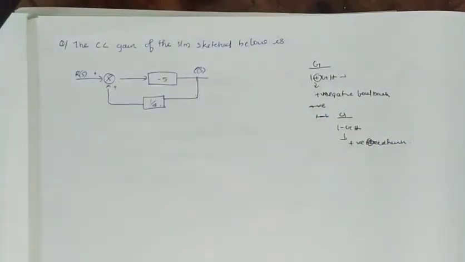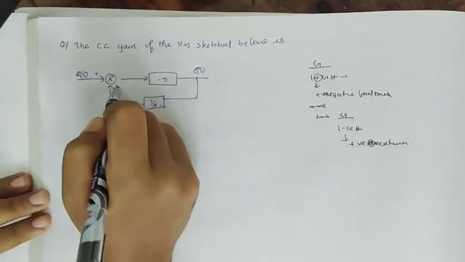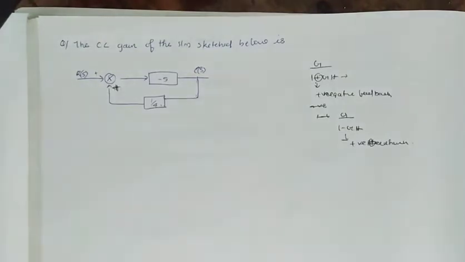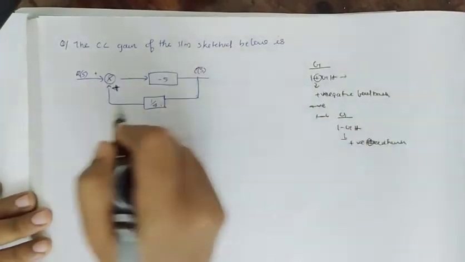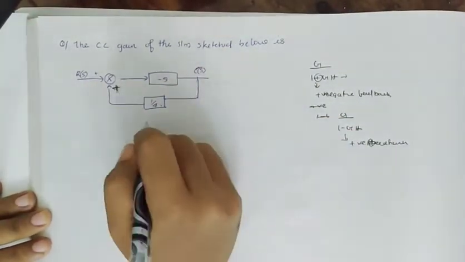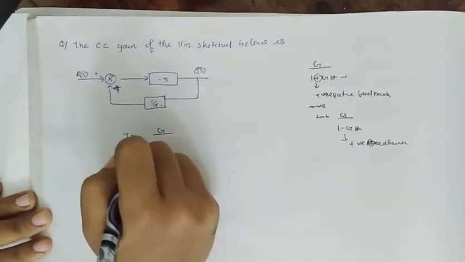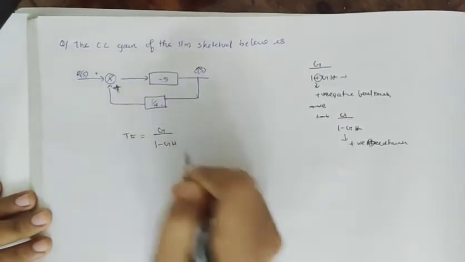But when it comes to positive feedback, the overall gain will increase. So the denominator should be less compared to negative feedback. So 1 plus GH for negative feedback and 1 minus GH for positive feedback. Please don't forget it. And if it is plus here, it means that it is positive feedback. If it is negative here, then it means that it is negative feedback. So this is positive feedback, right? So the overall transfer function is equal to G divided by 1 minus GH.